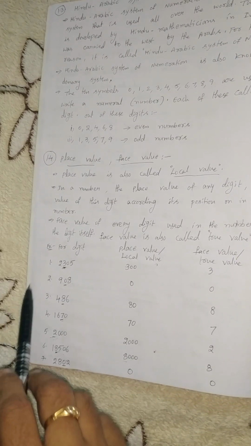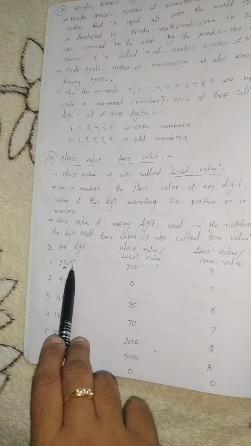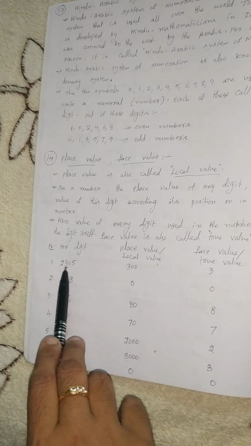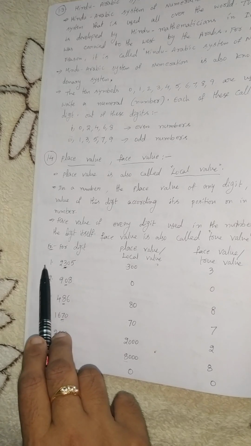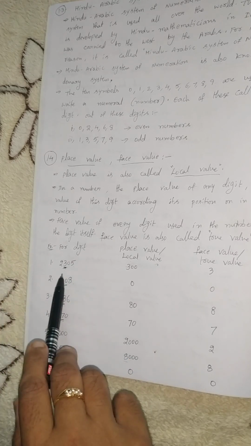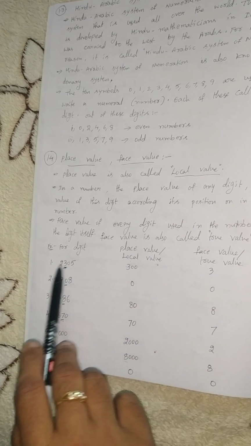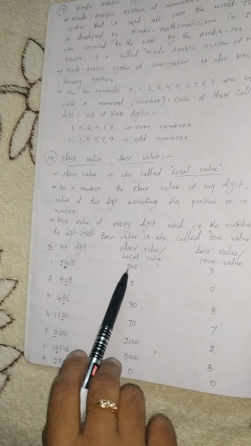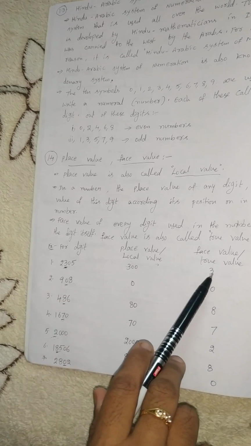This is the number 2305. This one is units place or ones place. Next, tens place. Next, hundreds place, thousands place, and after that, 10,000, lakh, 10 lakhs, crore. So, the places just keep increasing. In this number 2305, the place value or local value of 3: ones, tens, hundreds. So, 300 is the place value. What is the face value of 3? We will write the same number, 3.